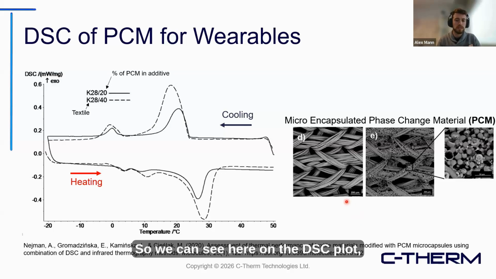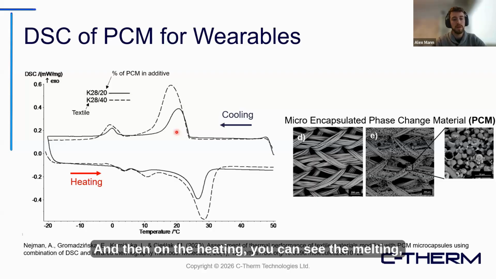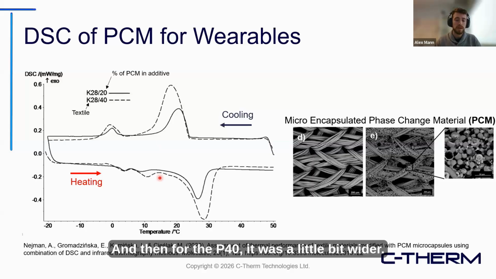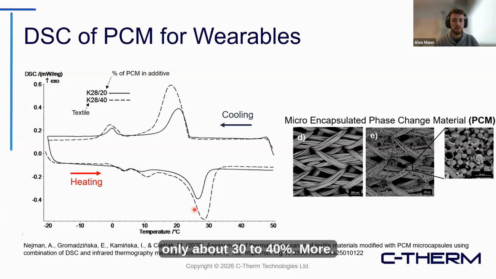We can see here on the DSC plot we have cooling. We can see the exothermic reaction, which is the crystallization. And then on the heating, we can see the melting, which is an endothermic reaction. The results state that P20 had a very narrow area, so the temperature range was very narrow. And then for the P40, it was a little bit wider. And although the P40 had twice as much PCM, the actual enthalpy of the reaction was only about 30 to 40% more.